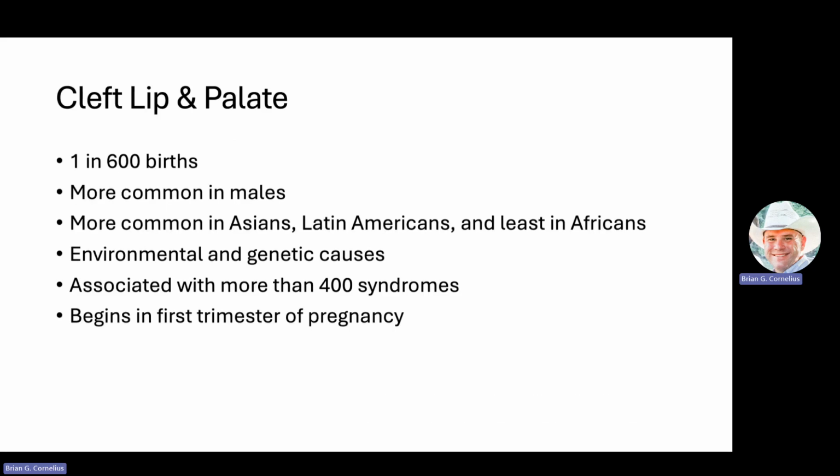So a little bit more common, 1 in 600 births, more common in males versus females. We tend to see it's more common in those of Asian or Latin American descent and least common in African Americans. There's a wide variety of causes, environmental, genetics, and it's also commonly associated with about 400 other syndromes. It's able to be detected in the first trimester of pregnancy via ultrasound.